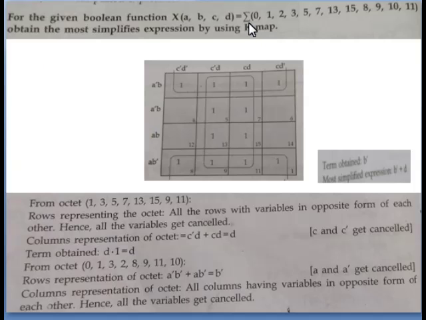So first step is you are going to draw the 4 variable K-map and name the cells according to sum of product form, and you have to put the cell numbers 0, 1, 3, 2, 4, 5, 7, 6, 8, 9, 11, 10, 12, 13, 15, 14. Okay, then according to the cell numbers you have to put ones. 0th cell 1, first cell, second cell, third cell, fifth cell, seventh cell, 13th cell, 15, 8, 9, 10, 11. Put ones in all these cells.